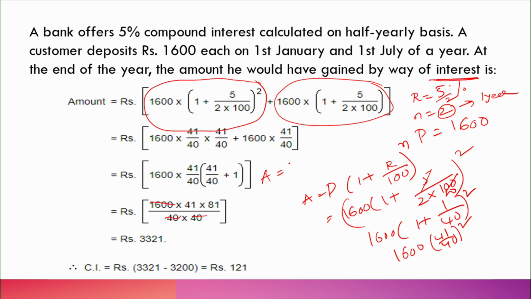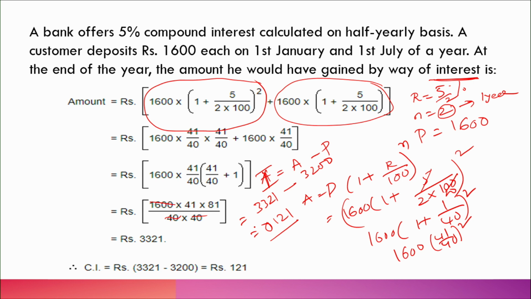I is equal to A minus P. A is how much? 3321 minus, what is the principal amount? 1600 plus 1600, that is 3200, which is 121 rupees, of course.